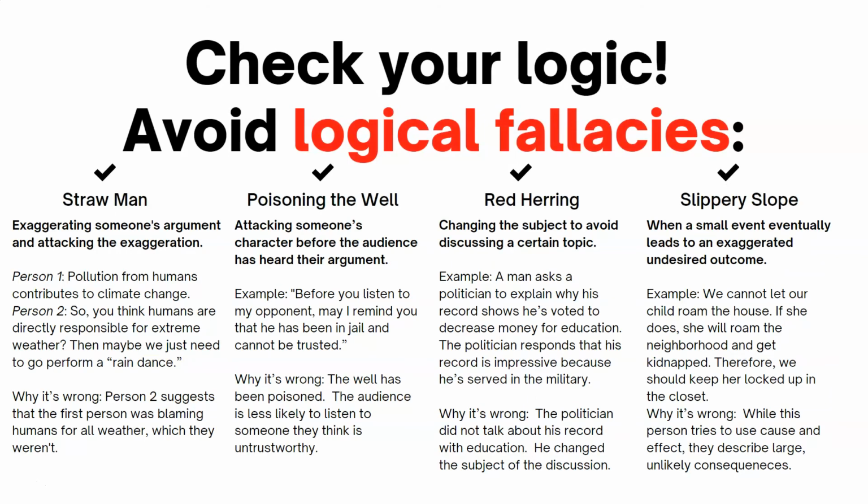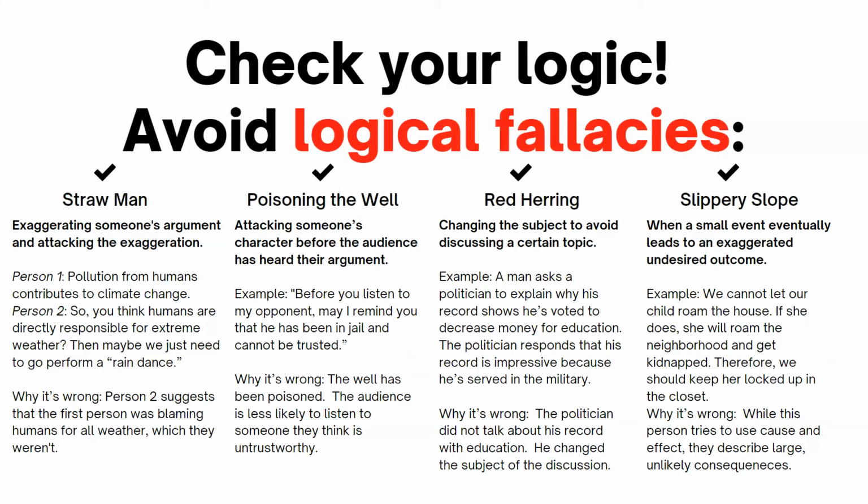All right, here's one more set of logical fallacies to avoid. Straw man is exaggerating someone's argument and then attacking that exaggeration that you made. So person 1 says pollution from humans contributes to climate change. Person 2 says, so you think humans are directly responsible for extreme weather? Then maybe we just need to go perform a rain dance. So obviously person 2 is exaggerating what person 1 says and blaming humans for all weather, and that's not what person 1 was doing. So that's straw man fallacy.